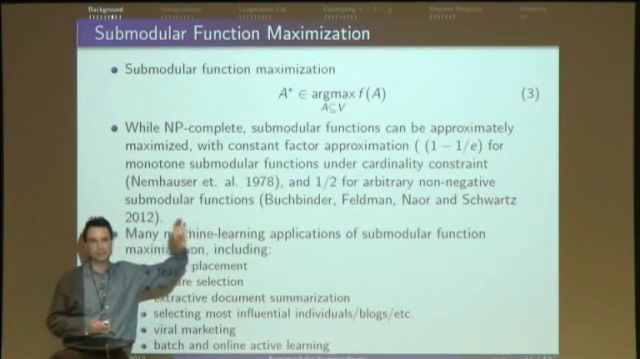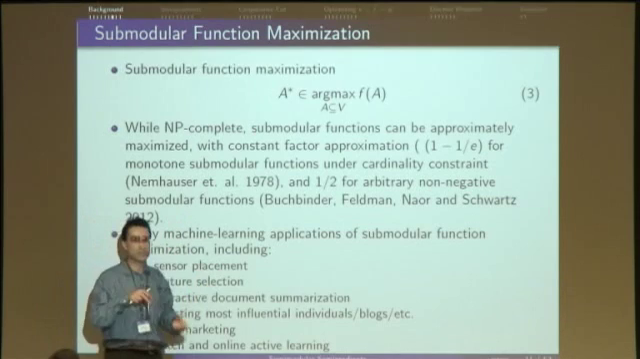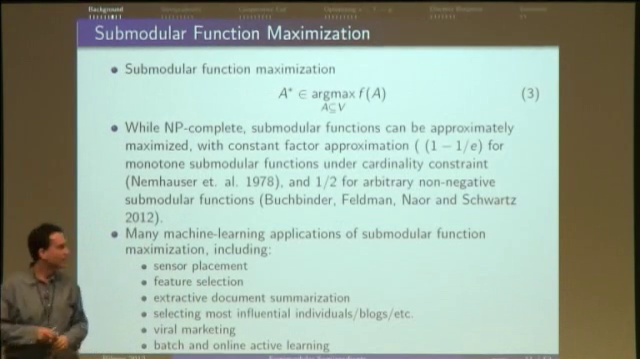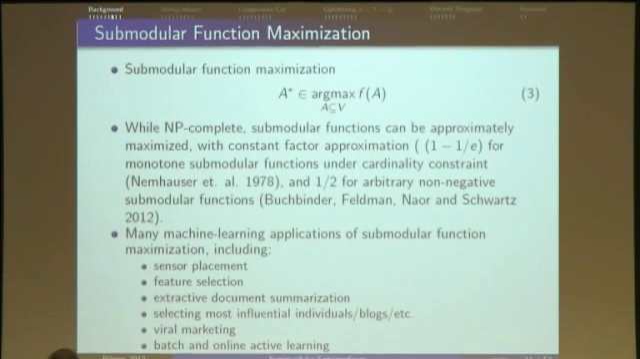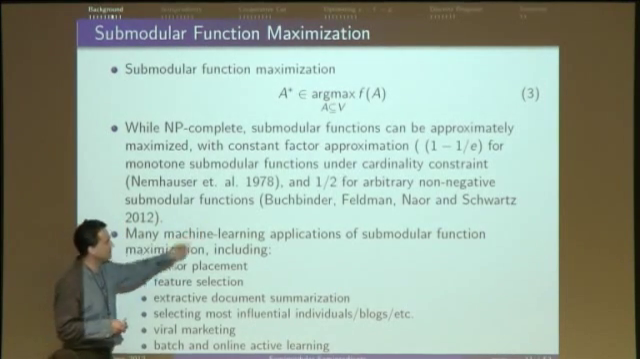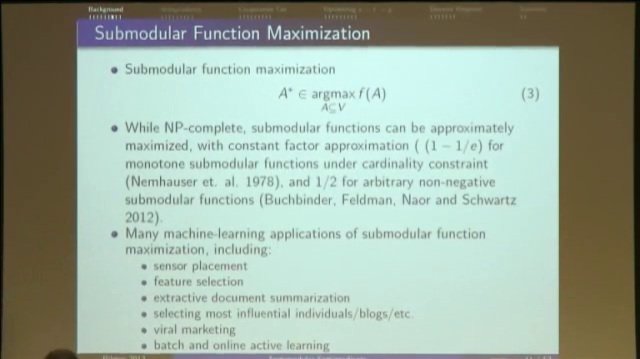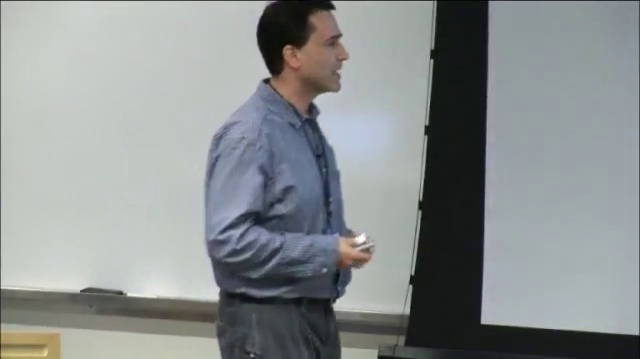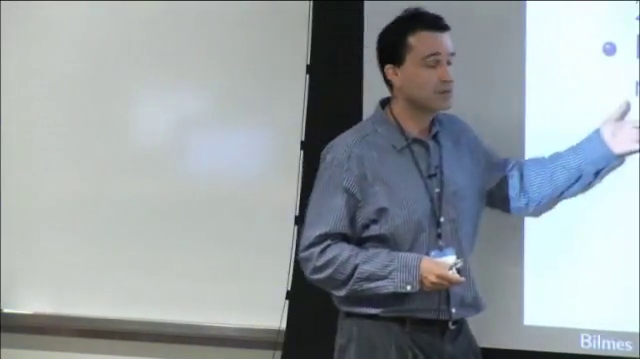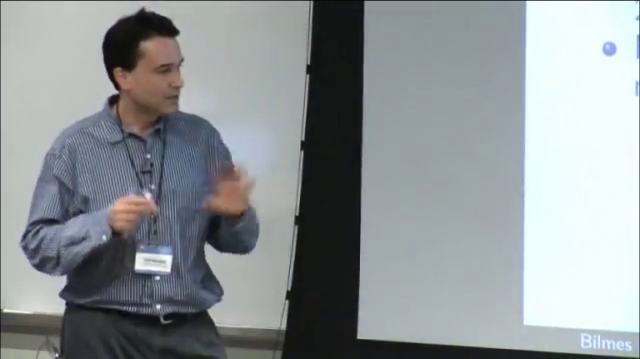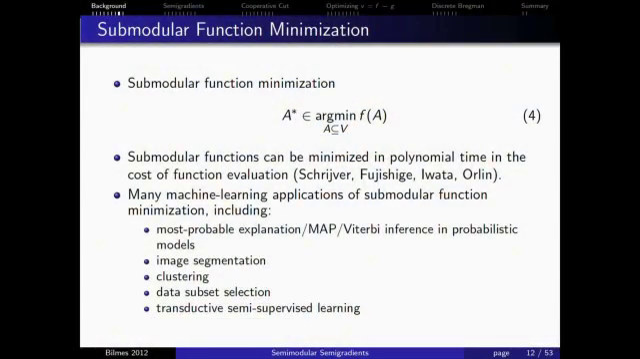And in fact, very recently, a tight 1/2 approximation bound for non-negative submodular function optimization was shown by Schwartz, who is now here at Microsoft in the theory group. He just gave a very nice talk, I think last week or 2 weeks ago at UW. So this is very exciting. It was very exciting when this paper came out to all of us. There are many machine learning applications of submodular function maximization, including sensor placement, feature selection, extractive document summarization, and selecting the most influential set of individuals. It actually relates a little bit to the previous talk that we just saw.